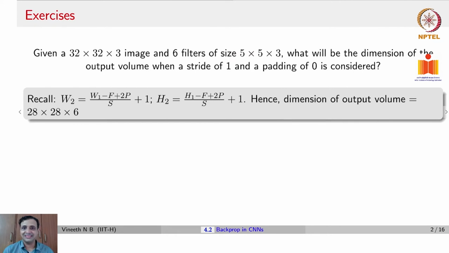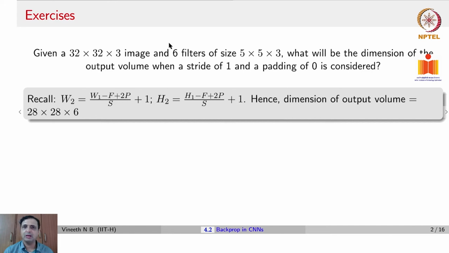Before we go there, let's revisit our exercise from last class, which was: given a 32 cross 32 cross 3 image and 6 filters of size 5 cross 5 cross 3, what is the dimension of the output volume with a stride of 1 and padding of 0? The answer is straightforward. W2 is equal to (W1 minus F plus 2P) by S plus 1. A similar formula applies for H2. You simply plug in the values and you get 28 cross 28 cross 6, where 6 is the depth of the output because of the number of filters.